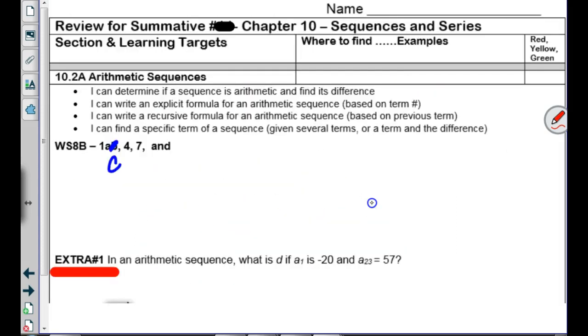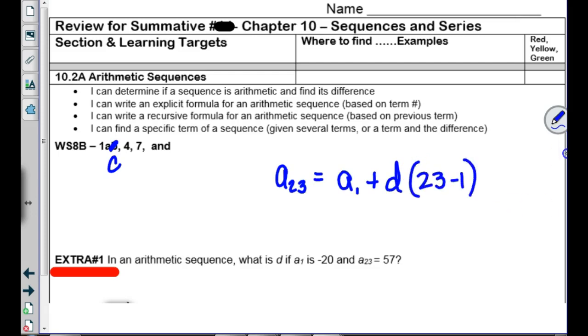If I go back up here, wasn't there an extra example? It said down here on your peach sheet, in an arithmetic sequence, what is D if a sub 1 is negative 20 and a sub 23 is 57? So the 23rd term would be the first term plus the difference, 23 minus 1 times D. So can we put some numbers in? What's the 23rd term?